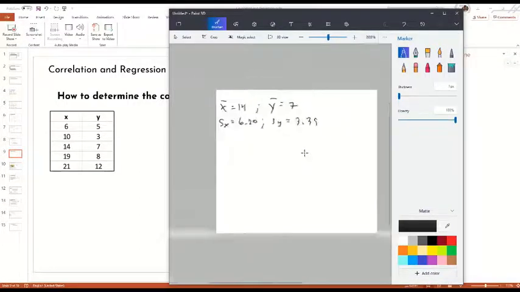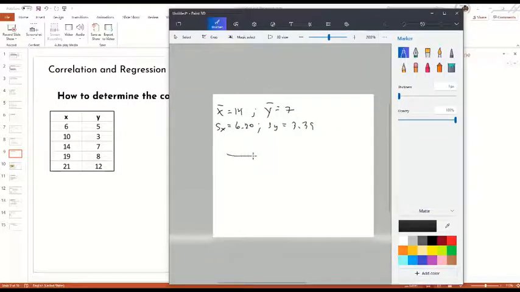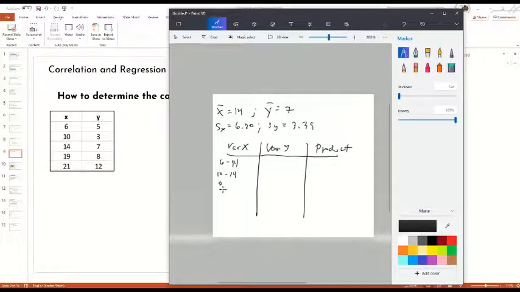Okay, so like I told you earlier, we will make a table. So, this is the product of the variance of y and variance of x. So, here, let's get the variance of the sample. So, 6 minus 14. This one is 10 minus 14. We have 0 because 14 minus 14. 19 minus 14. We have 21 minus 14. For variable y, we have 5 minus 7. 3 minus 7. 7 minus 7 is 0. 8 minus 7. We have 12 minus 7.